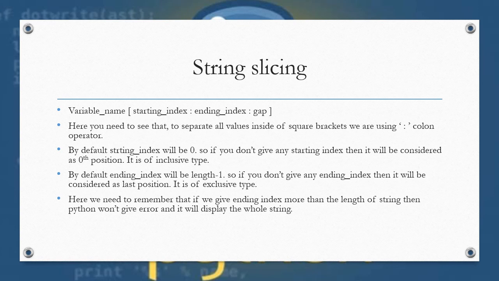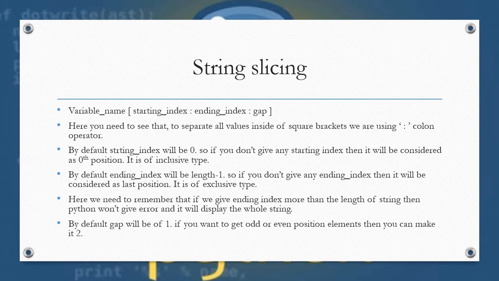Here we need to remember that if we give an ending index more than the length of the string, then Python won't give any error and it will display the whole string and then it will stop. We won't get any error for that. By default gap will be 1. If you want to get odd or even position elements, then you can make it 2.